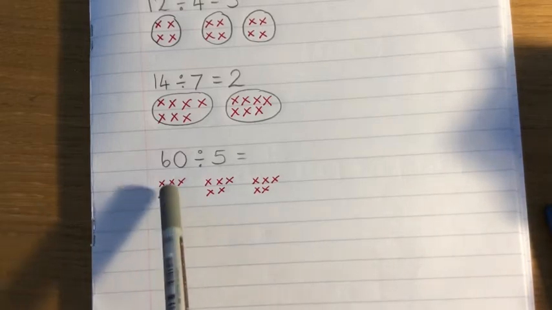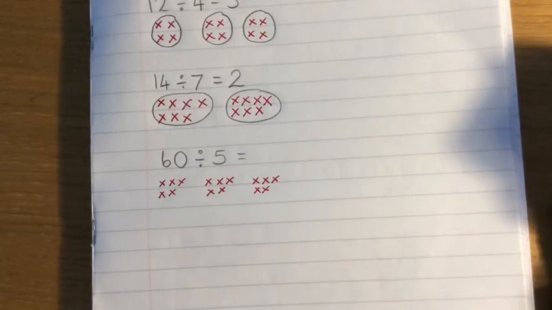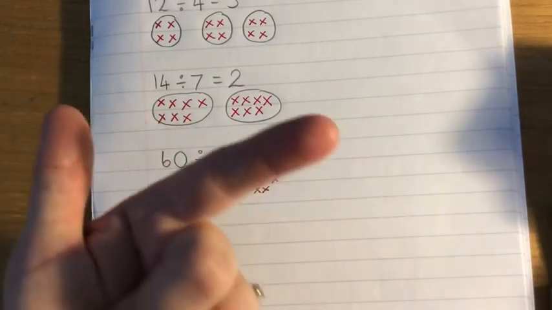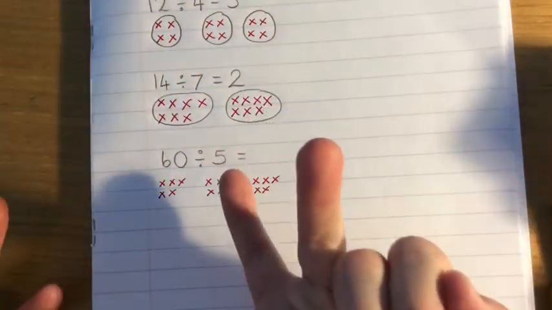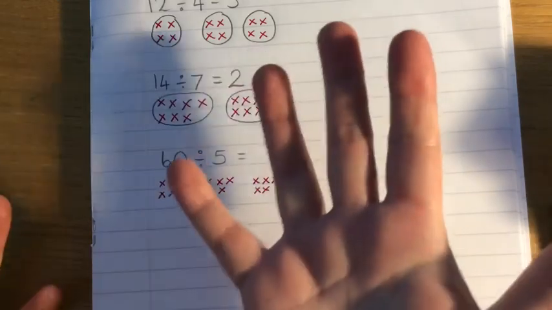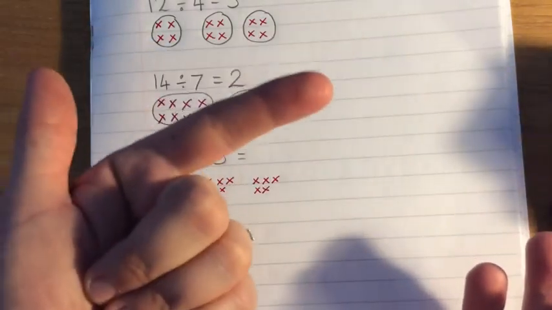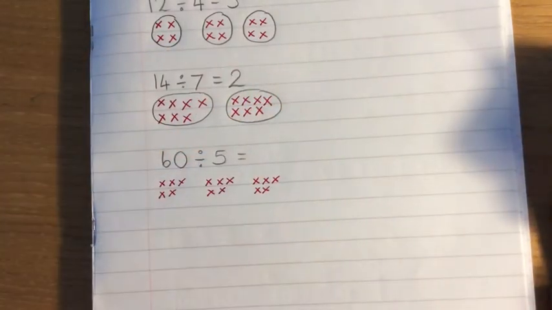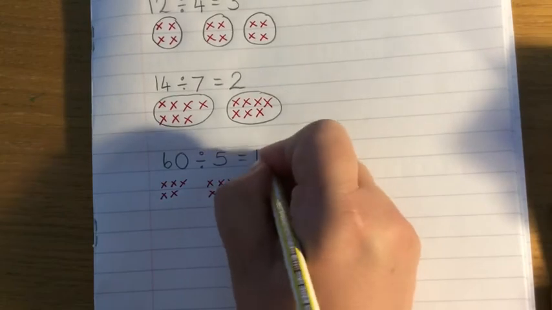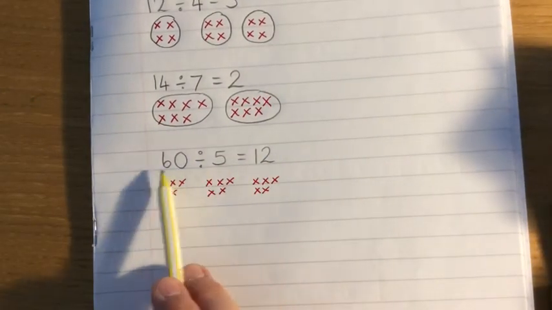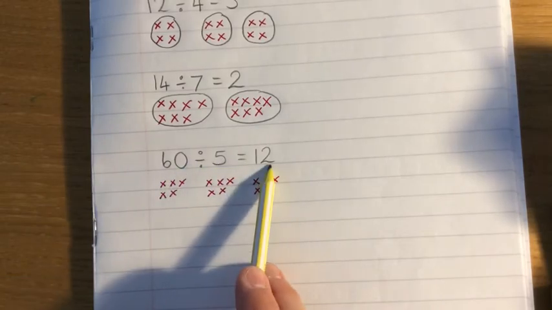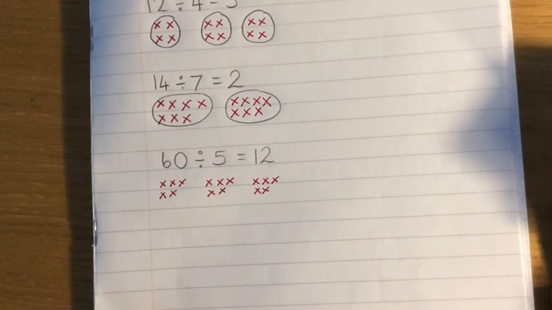So let me show you. We're going to stop when we get to 60. We're going to count in 5. So we're going to go 5, 10, 15, 20, 25, 30, 35, 40, 45, 50, 55, 60. I counted 12 lots of 5. So I can write my answer as 12 because when I counted in groups of 5 up to 60, there were 12 lots of 5, 12 groups of 5 in that counting.